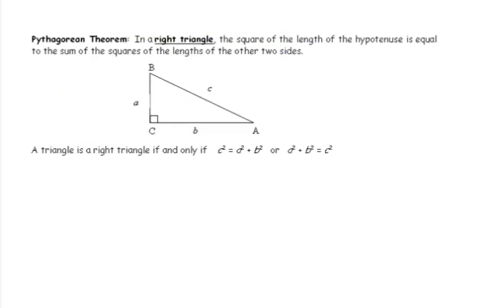So, in a right triangle, the Pythagorean theorem says the square of the length of the hypotenuse is equal to the sum of the squares of the lengths of the other two sides. Well, what does all that mean? Here we have a right triangle, and one of the ways that we know that we have a right triangle is that we have a right angle.